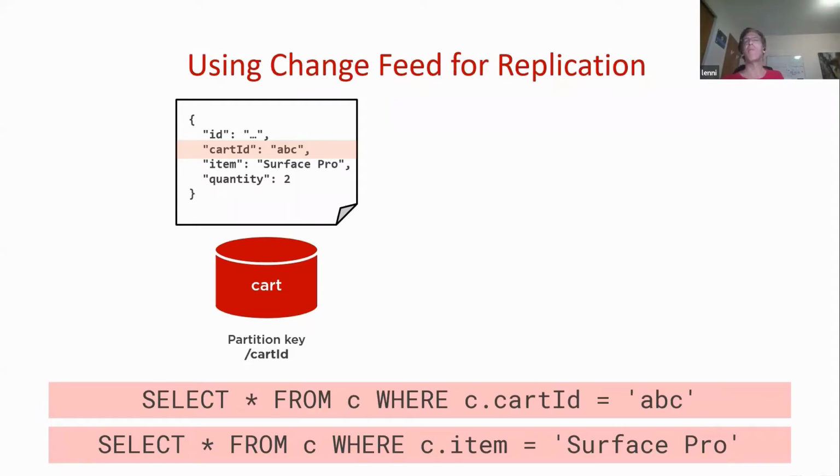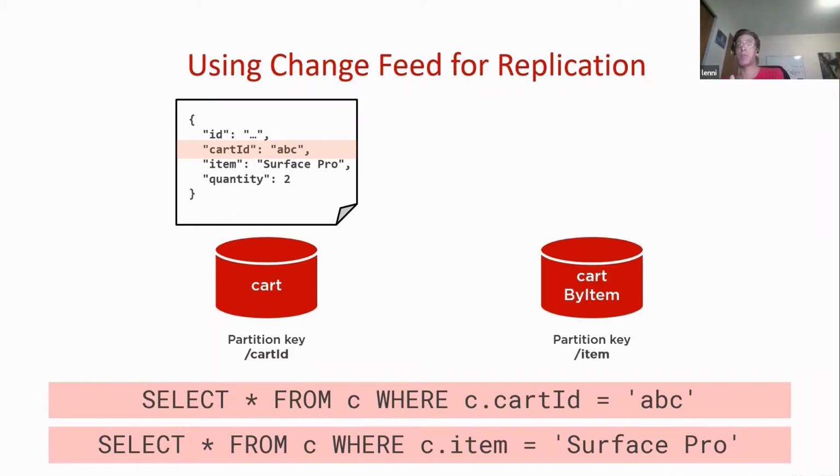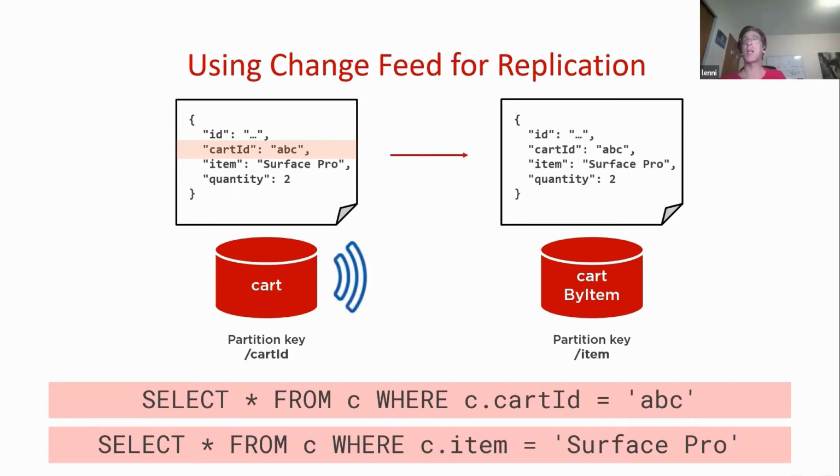But if it is a very heavily utilized query, then it will become expensive and actually become more cost effective to implement a microservice that listens to the change feed on the cart container and replicates the data over to another container called cart by item, which is partitioned on that item property, but essentially holds just a copy of the data. But now the partition key is the item. So that second query can be satisfied by the cart by item container. And the job for our microservice is just to make sure that they are in sync. And that's a very easy job.